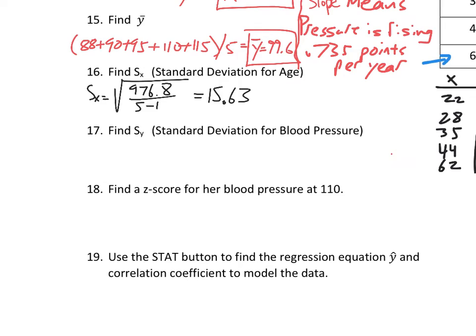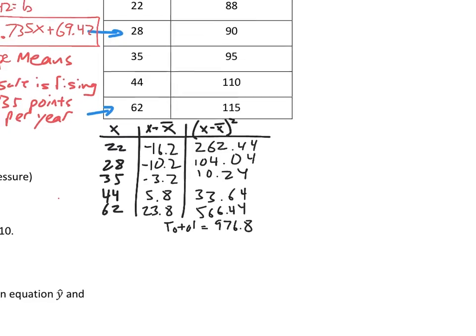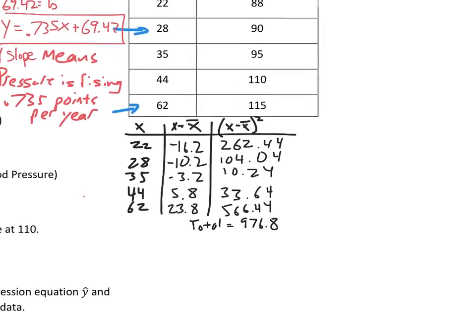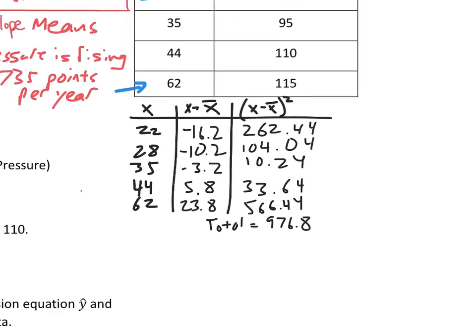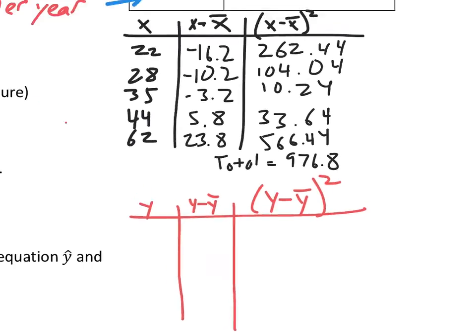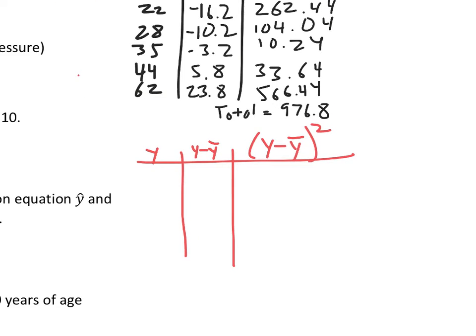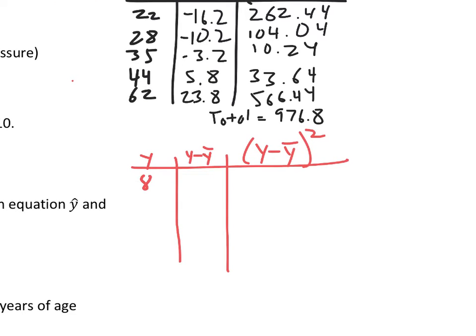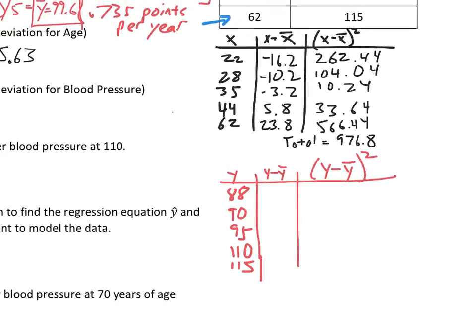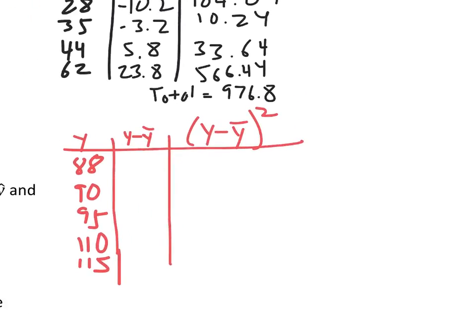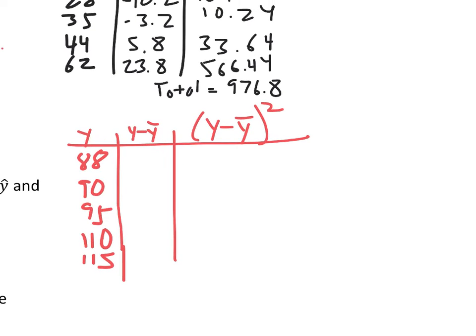All right, let's try another one for y here. So our standard deviations for y, we're going to make another table. And we'll copy the numbers from up here: 88, 90, 95, and then 110 and 115. Now our mean is 99.6. So y bar is 99.6.